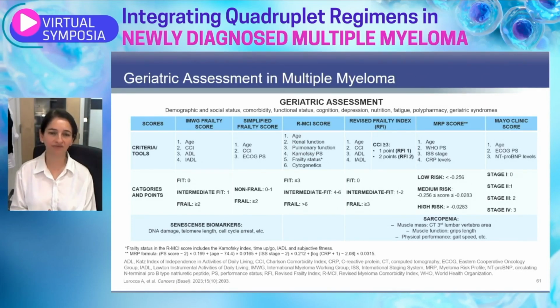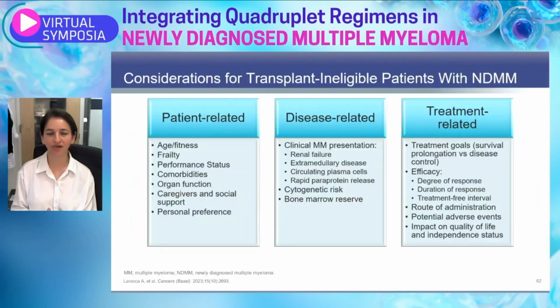I think Bob highlighted very nicely the IMWG frailty score. He also gave you the web link to that. That is a really useful tool which uses age. It also uses the Charlson Comorbidity Index as well as indices of activities of daily living. And it really does provide a good sense of what your patient can tolerate.